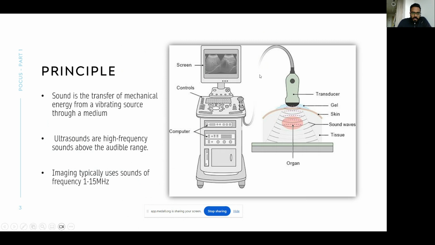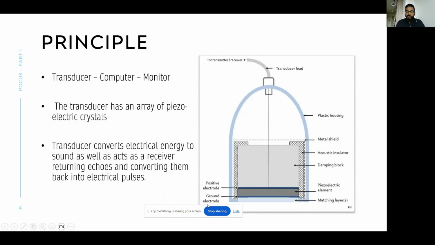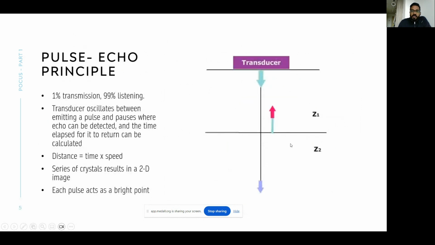This is the same thing in the slide. Next, I'll just show you the transducer. Within the transducer, you can see this is where the piezoelectric crystals are housed. And what is the principle of ultrasound? When you look at it a bit deeper, it's called the pulse echo principle.